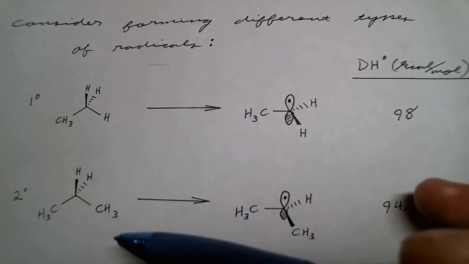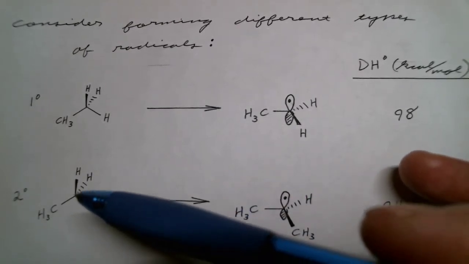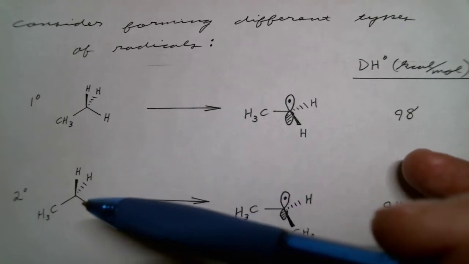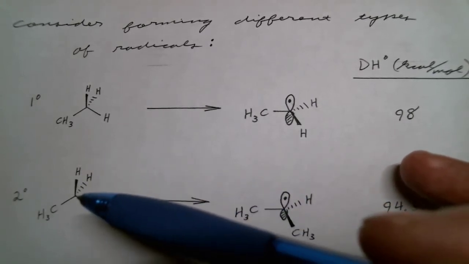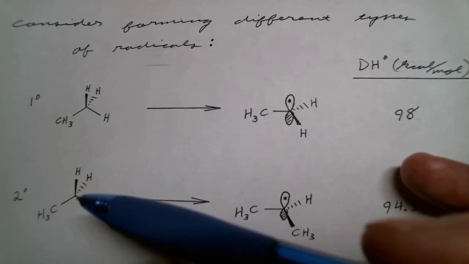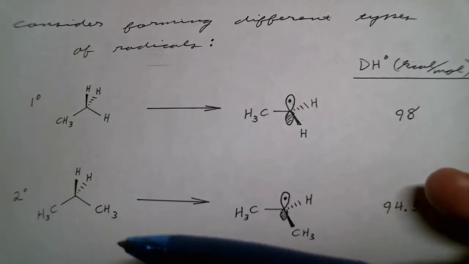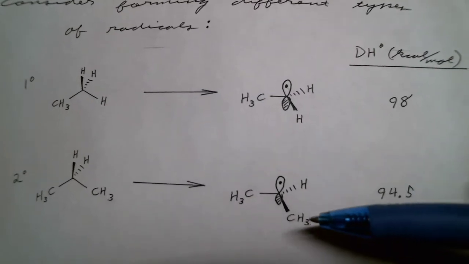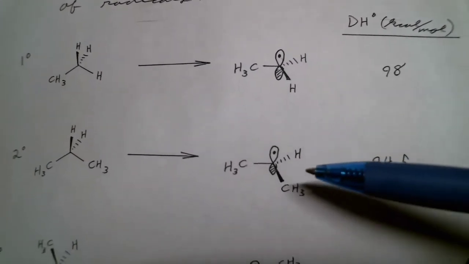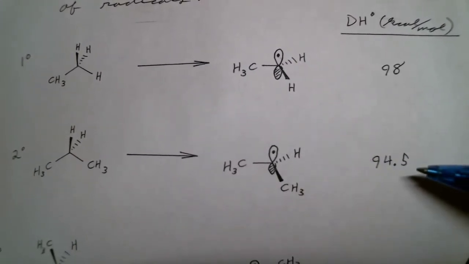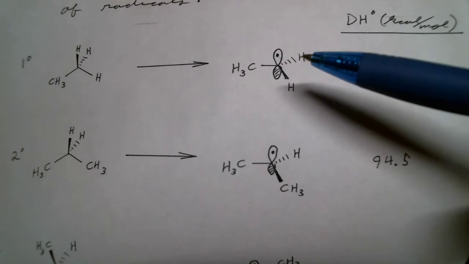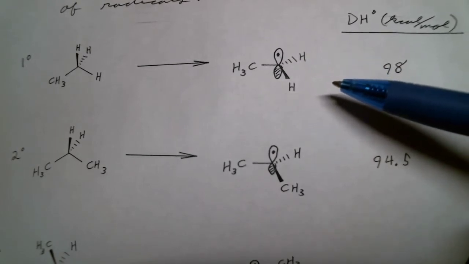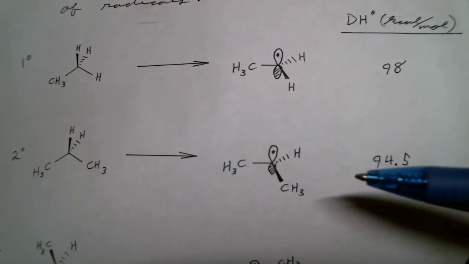Great. So how about abstracting a secondary hydrogen? That is either one of these two hydrogens that's bonded to this secondary carbon. That is the carbon bonded to two other carbons. We form a secondary carbon-centered radical, and the dissociation energy, the cost for that, is 94.5 kcals per mole. That's a little less than forming a primary carbon-centered radical.